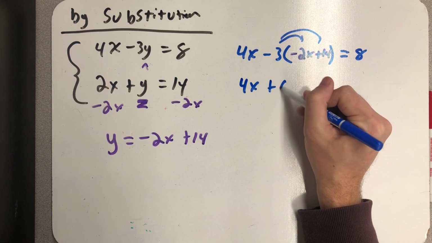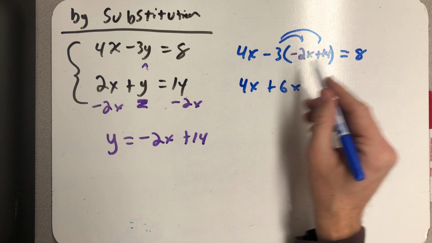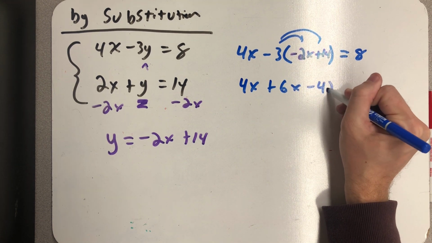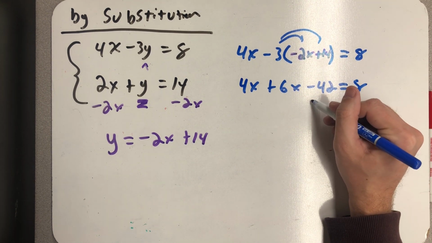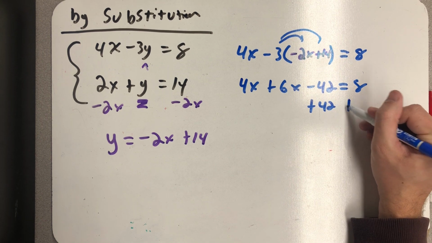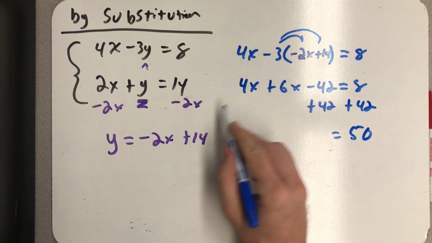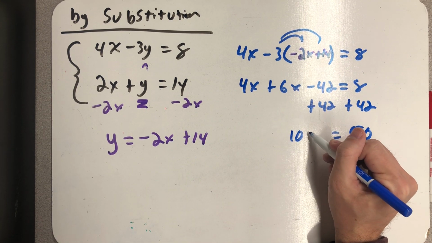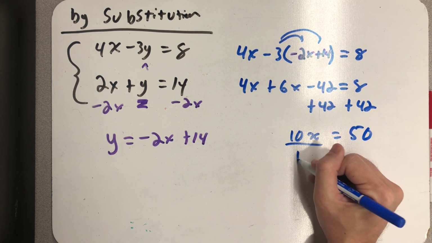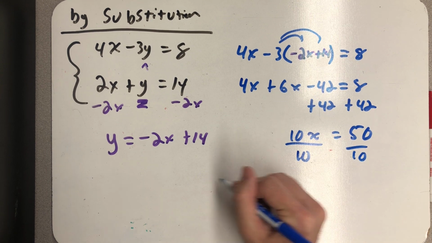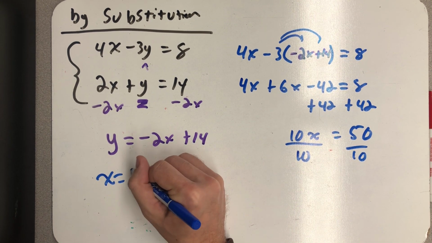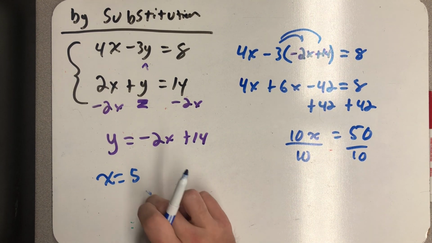4x plus 6x, and let's see, minus 3 times 14 is minus 42, is equal to 8. I'm going to add 42 to both sides, making that an even 50 on the right-hand side. 4x and 6x add together to give me 10x. Dividing both sides by 10 reveals that x is equal to 50. Oh, x is equal to 5.